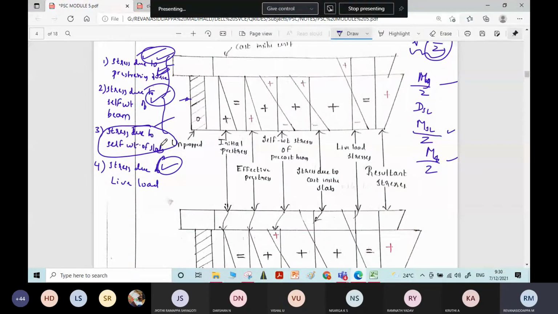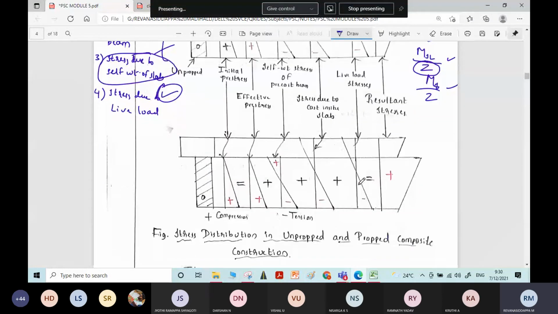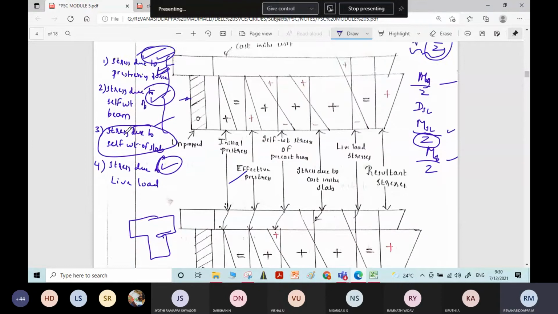That difference is the section modulus we take. For unpropped construction, we will take the section modulus of only the beam. In case of propped construction, we will take the section modulus of the whole T section. Okay, that is the difference. The first, second, and fourth steps are similar only.